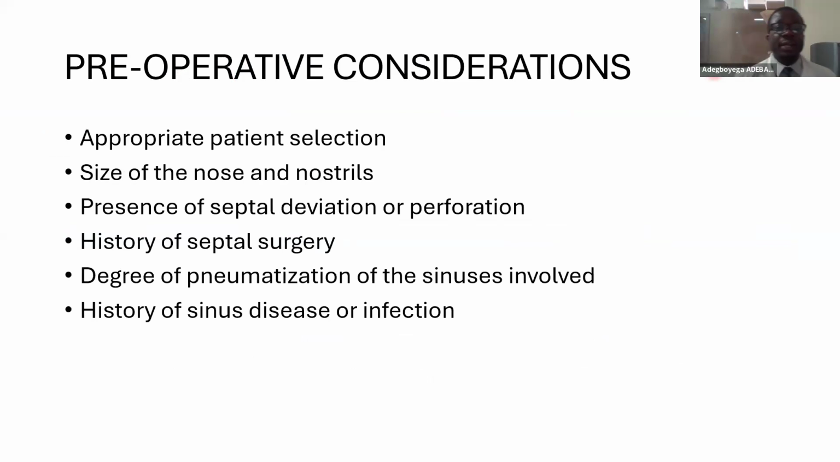Considering preoperative considerations, it is important to note a very good patient selection. Not all patients will be ideal for the approach. So as a surgeon, it is paramount that one selects the patient carefully. The size of the nose and the nostril is also important in considering this approach. Presence of septal deviation and perforation, especially in patients who wear a nose ring, is very important. Past history of septal surgery and degree of pneumatization of the sinus, especially the sphenoid sinus, is also very important.